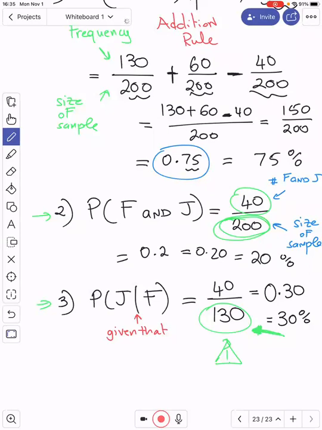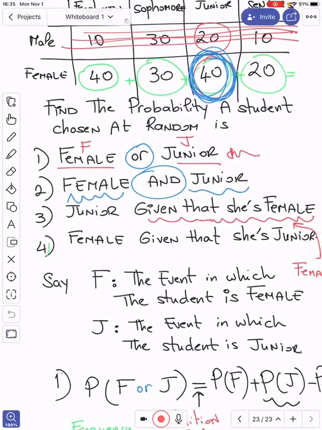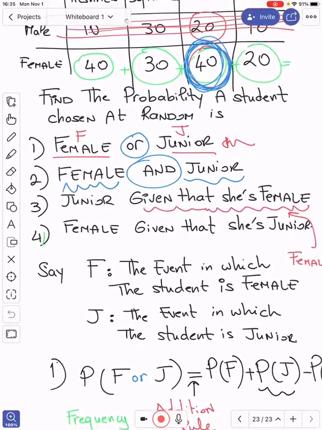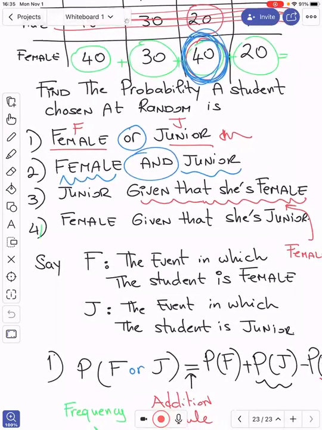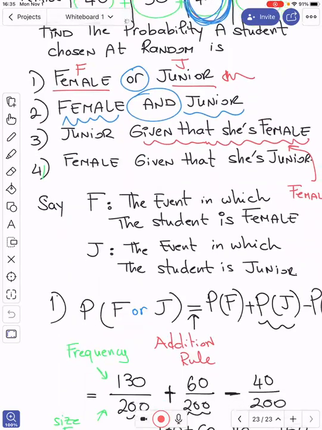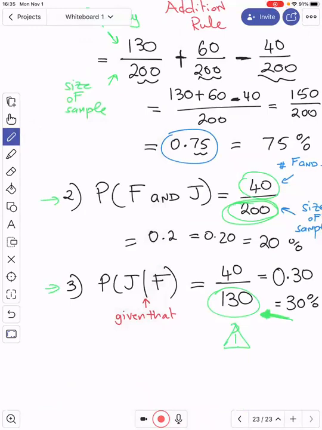Now, any guess for number 4? Number 4, we are looking for the probability that a student chosen at random is female, given that she's a junior. So it's the probability of F given J. It's the probability that the student is a female, given that she is a junior.